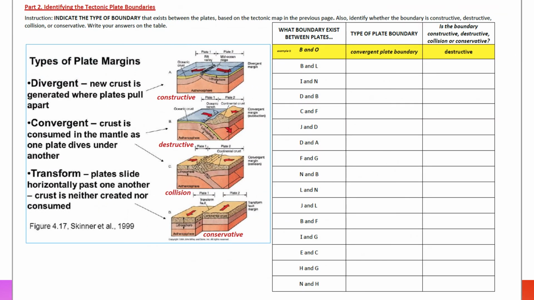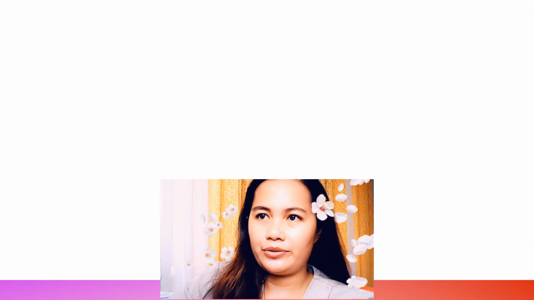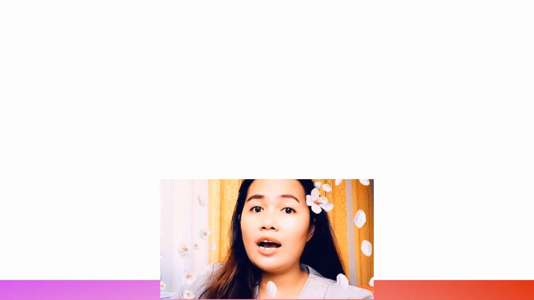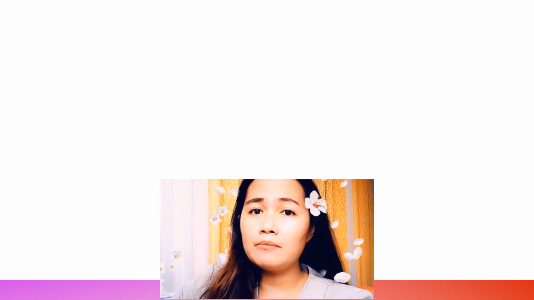Then part 2 of the summative test 1.2 is identifying the name of the plate boundary based on the drawing. Unsa ang boundary nga between B and L. Isuwat ninyo diha unsay type sa iyang boundary. And you decide if it is destructive, constructive, collision, or conservative boundary. That's summative test 1.2. And then they have to answer the post-test also in module number 4.